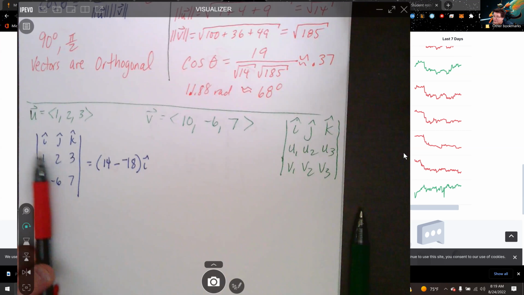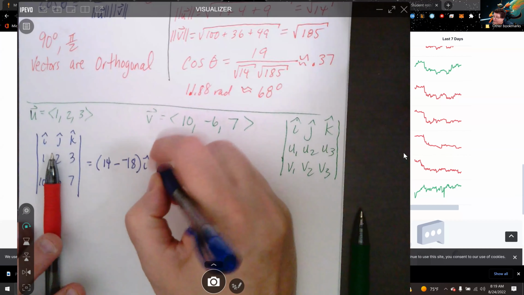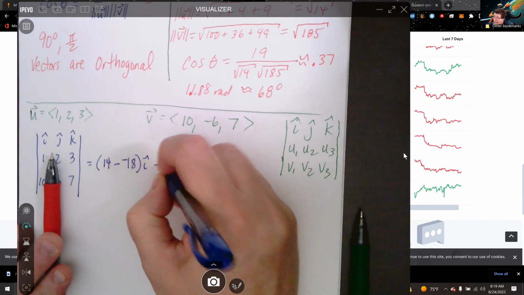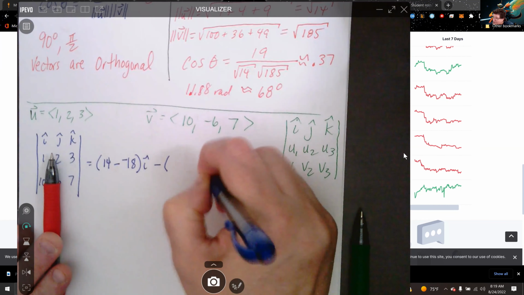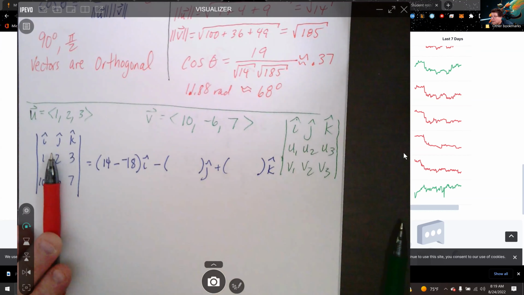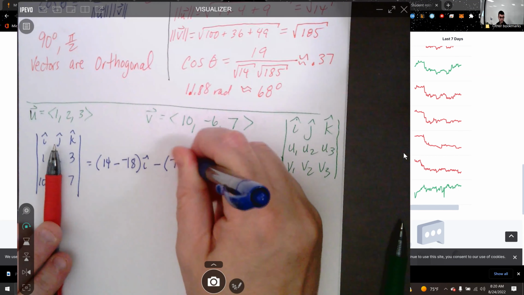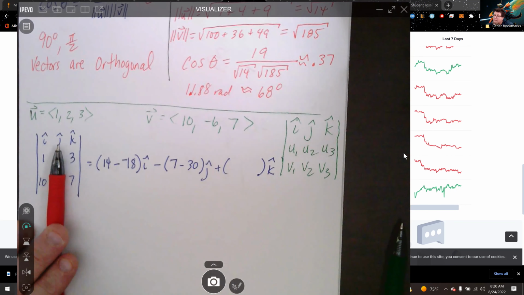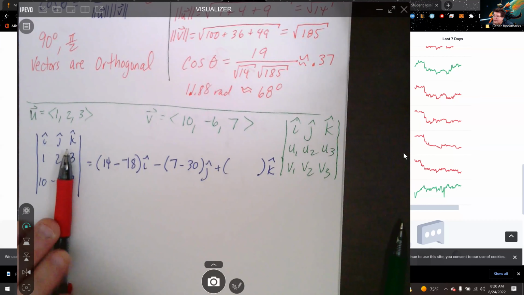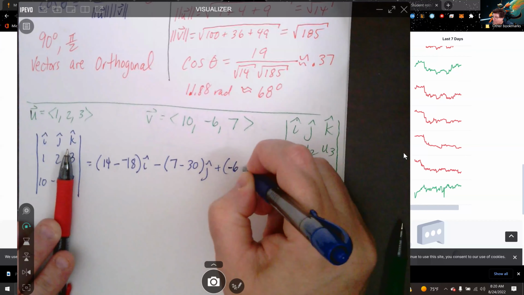Then we do J hat. J hat is negative. The second one, the even one, is negative. So we'll do minus J or minus whatever this is, J hat. And then we'll have plus something K hat. For J hat, we do the 2 by 2 matrix if we ignore the middle column. So 1 times 7 is 7, minus 3 times 10 is 30. And finally, K, the determinant of that 2 by 2 is negative 6 minus 20.